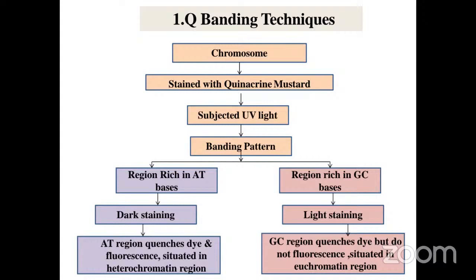So with quinacrine, the region which is rich in AT bases gives the dark staining, and it is situated in the heterochromatin region. Whereas the region rich in GC bases gives light staining, and it is situated in the euchromatin region, which is the gene rich region.